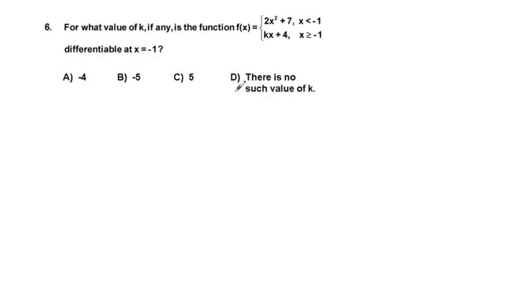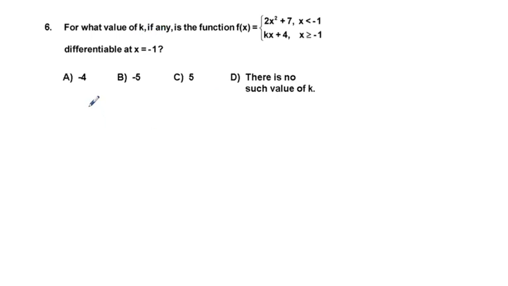Okay, 6. For what value of k, if any, is the function f(x) equals 2x squared plus 7 for x less than -1, kx plus 4 when x is greater than or equal to -1, differentiable at x equals -1? So for differentiability, we need to find the limit of two different things. First of all, we need to test for continuity. To be differentiable, we have to be continuous first, right?